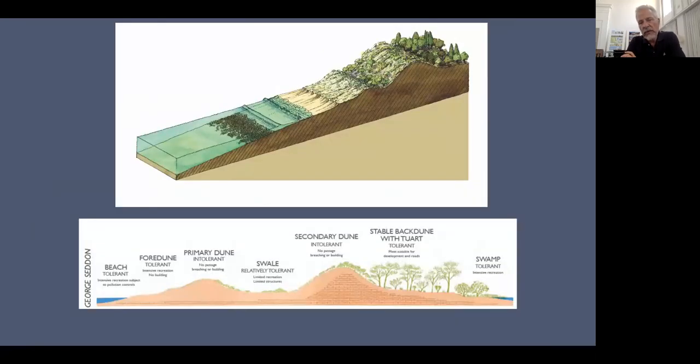Now, one way to think about the transect is it's a cut through nature. And here at the bottom, there's a famous drawing by Ian McHarg, and it shows a shoreline with where the water is, the first dune line, the second dune line, etc. And look at how it's labeled: beach, foredune, primary dune, swale, secondary dune, stable back dune, etc. And it shows you the species that lives in each one.